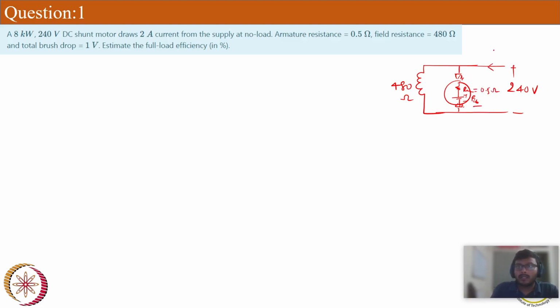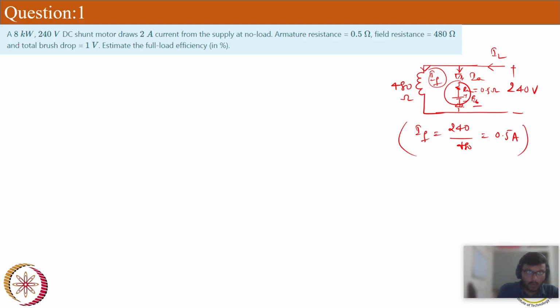Now, it is drawing some supply current. This is taking some IF, and this is IA. Of course, I cannot calculate IA at full load, but what is the value of IF? IF is easy. IF is equal to 240 divided by 480. It is exactly half. So field current is 0.5 amps.